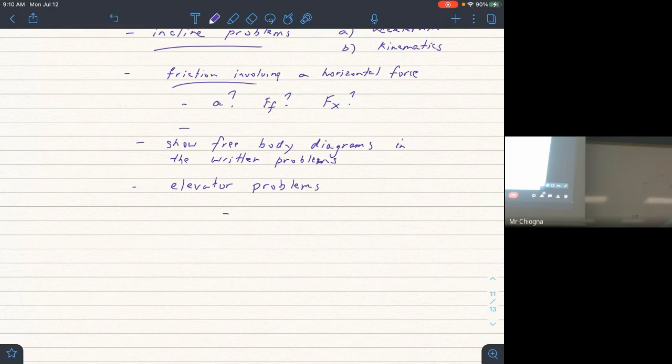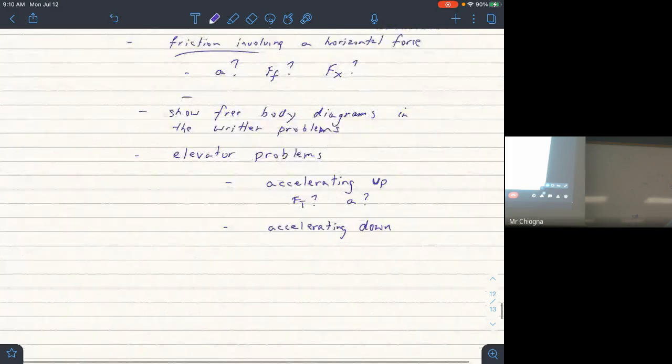It's accelerating up, and you'll be asked to solve for either the tension. That's a typical question: what's the tension? Or I could ask, given the tension, solve for the acceleration. It could be accelerating down. Again, solve for the tension or the acceleration down.